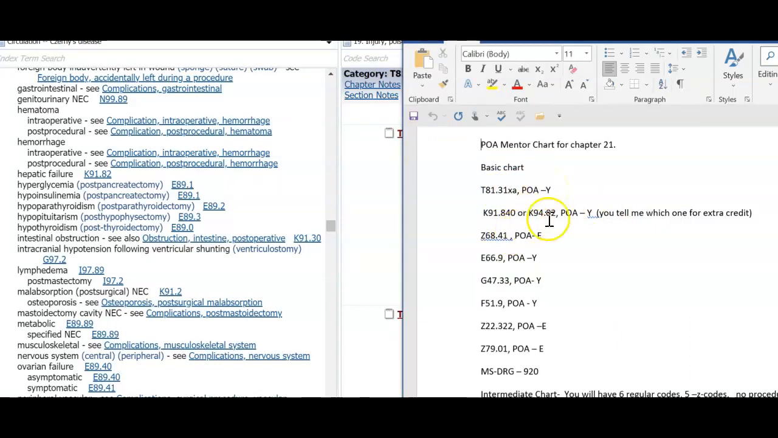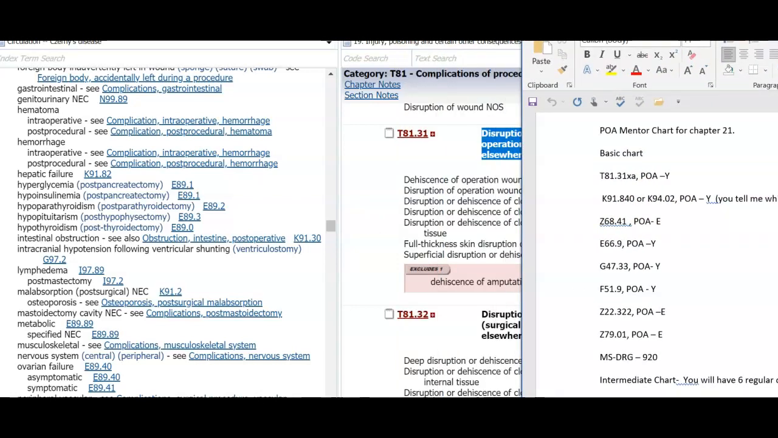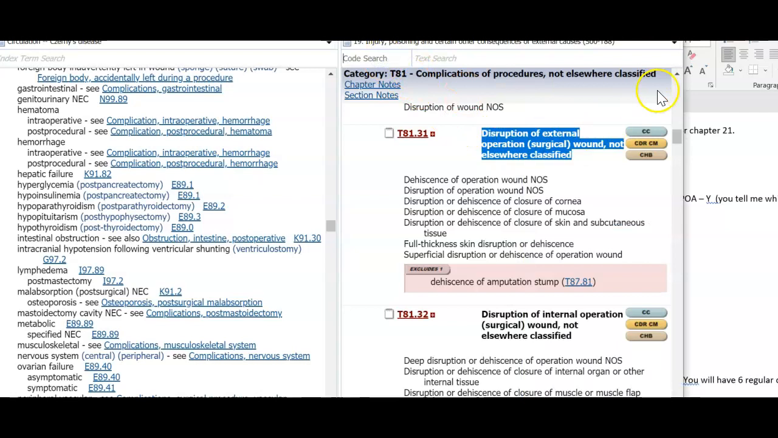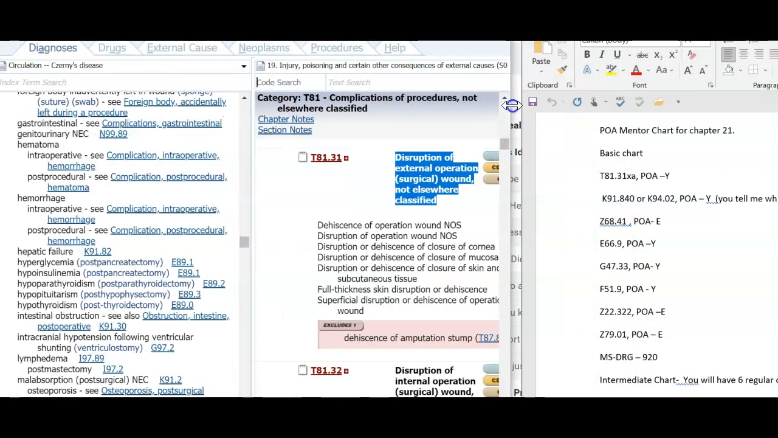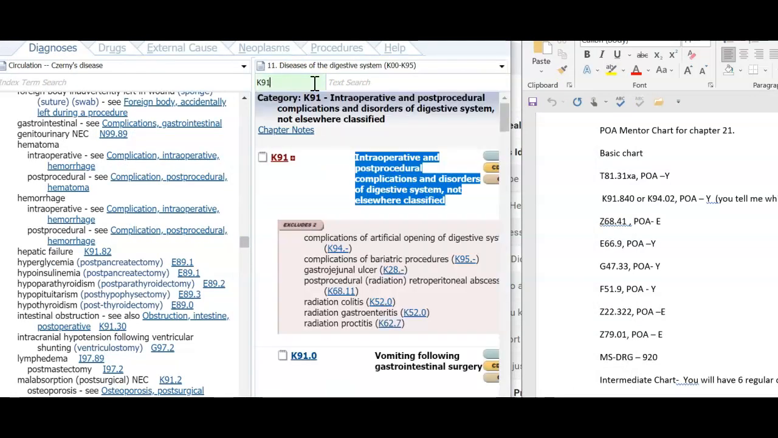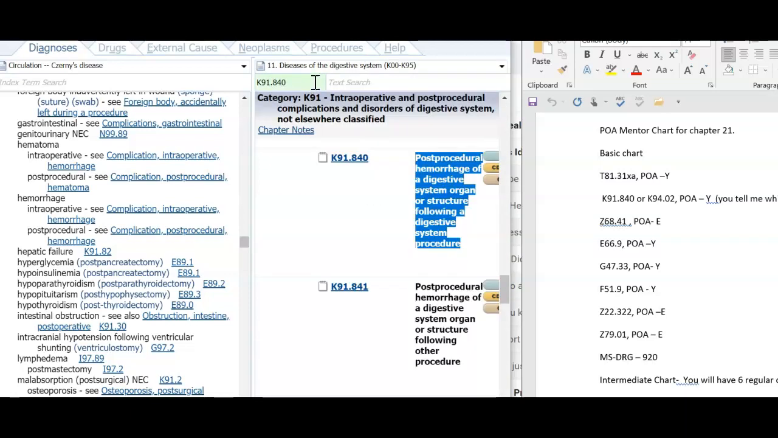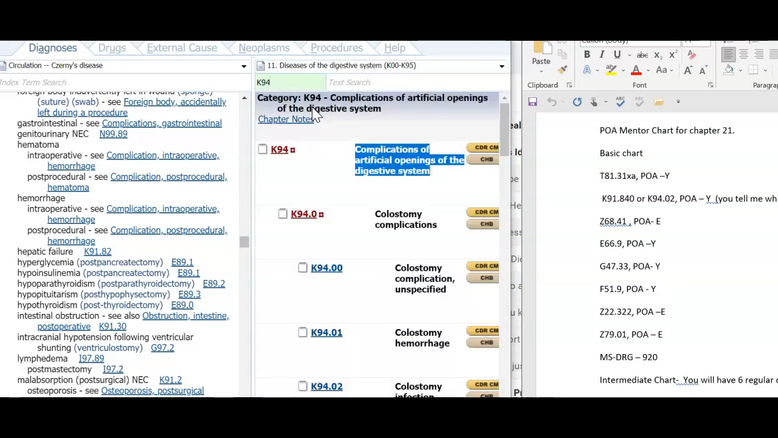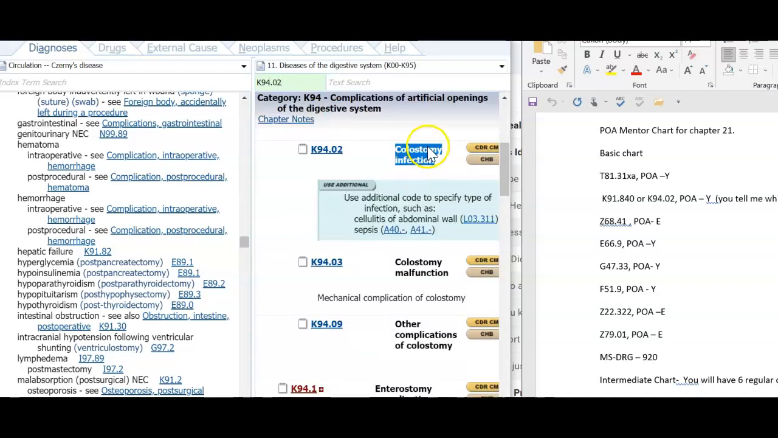All right. So then here, I'm going to just have you check it out. So let's go to the two different codes, and you can decide from documentation. So I've got K91.840. It's going to be post-procedural hemorrhage of digestive system organ following a digestive system procedure, or if it should be K94.02, which is a colostomy infection. So I'm going to have you determine that.